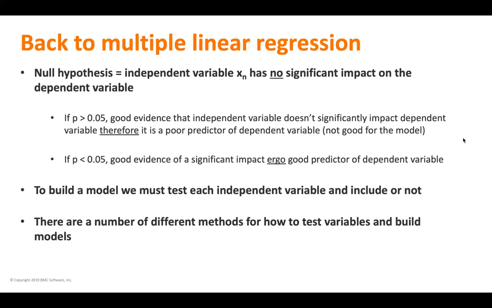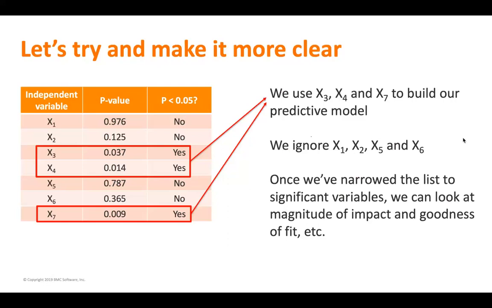All right, so let's go back and try to make it a little bit more clear where we're at. Let's say we have 7 independent variables that we're looking at in our dependent variable, and we measure the significance, the p-value for those 7 different variables, and we get the values that are listed there in that second column. You'll notice that 4 of them are above 5% or 0.05, and we have 3 of them that are below. So if we were to build our model, we would keep the 3, so x sub 3, x sub 4, and x sub 7. We would get rid of the other ones.